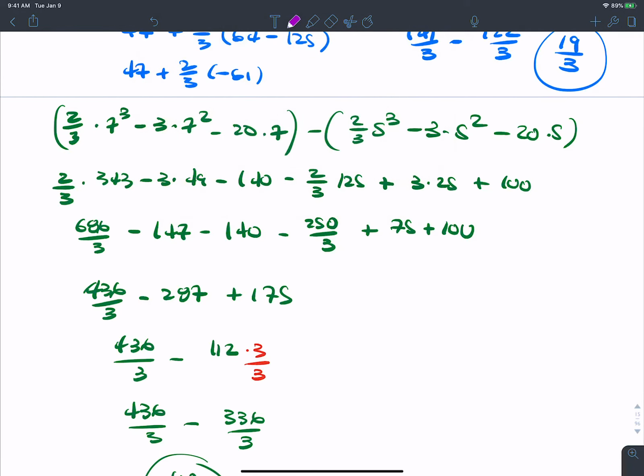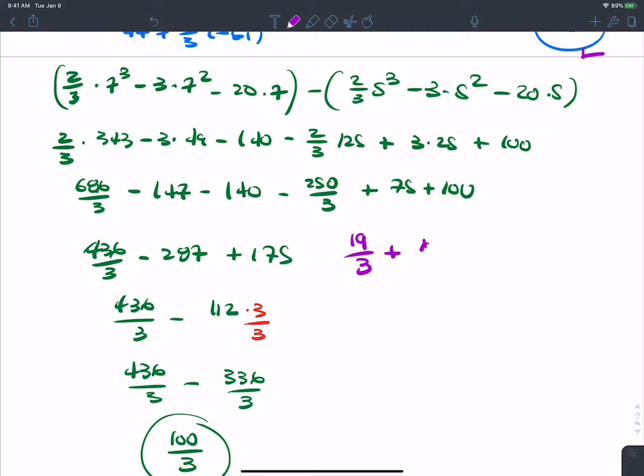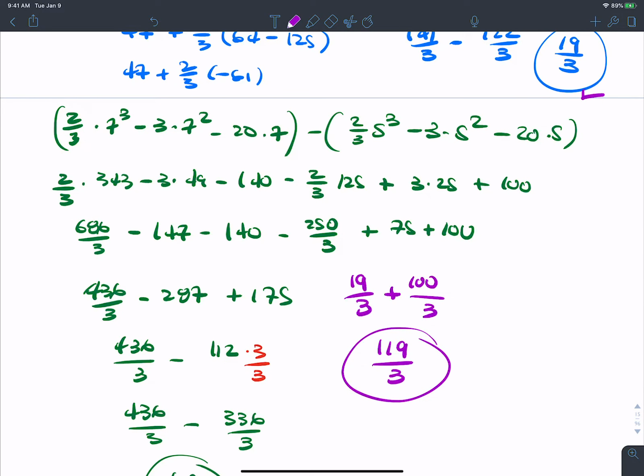So altogether, what do I do here now? Well, I take the 19 thirds that we got over here, and I add it with our 100 thirds to get 119 thirds. Okay? So that's the kind of work you guys will have here with some of these area between curves now.